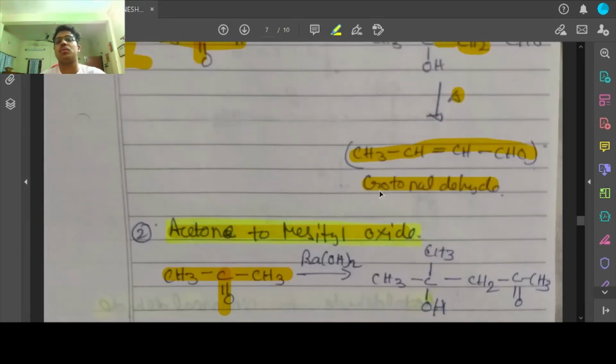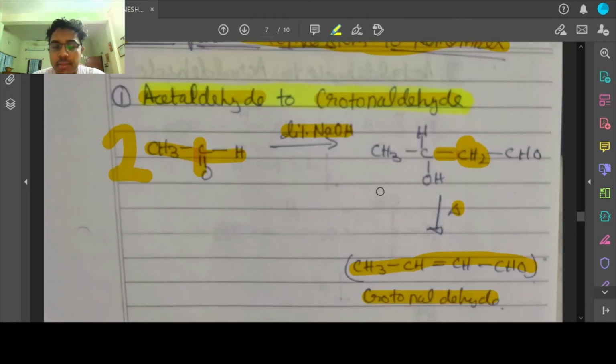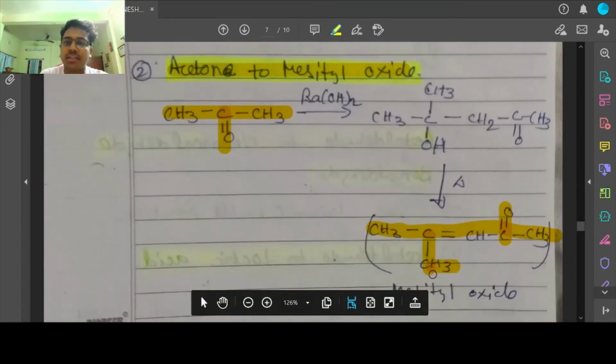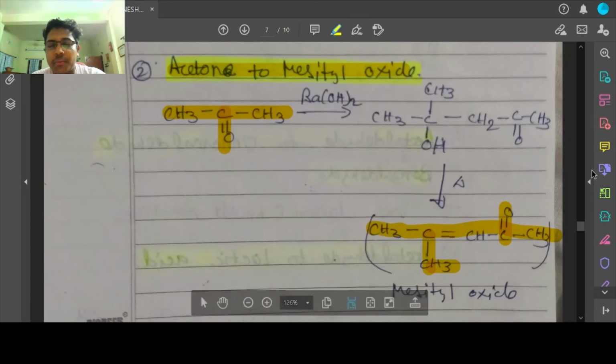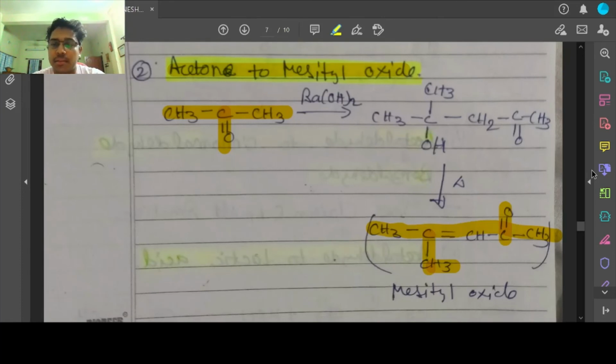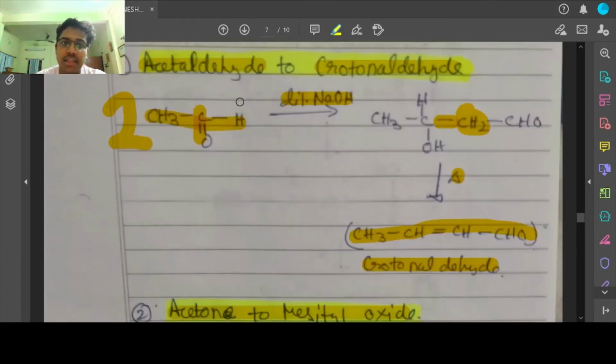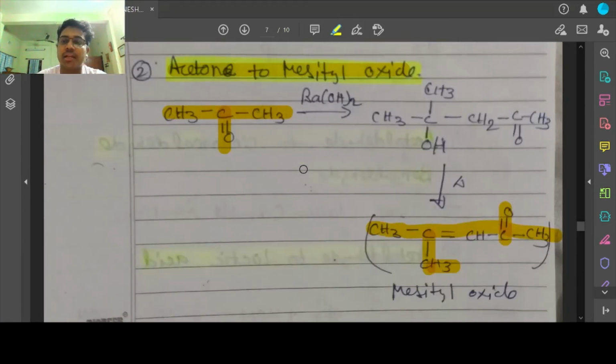Okay, so crotonaldehyde is formed by the aldol condensation of acetaldehyde. Mesityl oxide is formed by the aldol condensation of acetone. So earlier we learned that crotonaldehyde is formed from the aldol condensation of acetaldehyde, and mesityl oxide is formed by the aldol condensation of acetone.